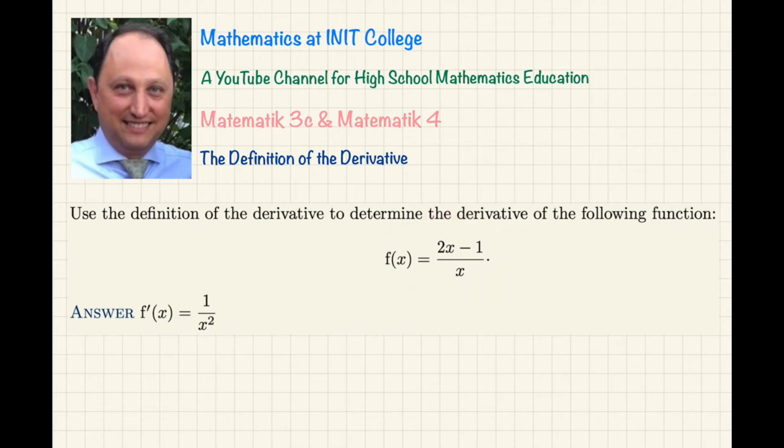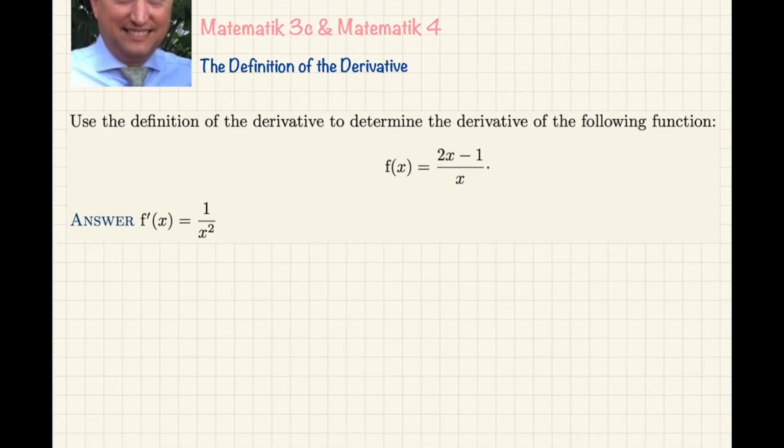I recommend you to pause the video at this point and try to give it a try yourself. If you can solve the problem correctly, the final answer that you will get is f prime of x equals 1 over x squared. Okay, now let us start solving the problem together.